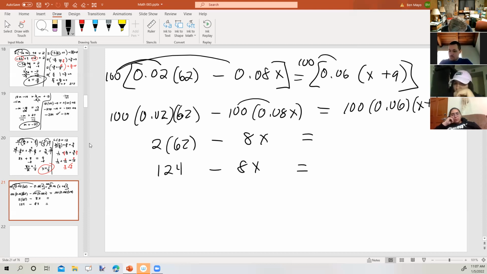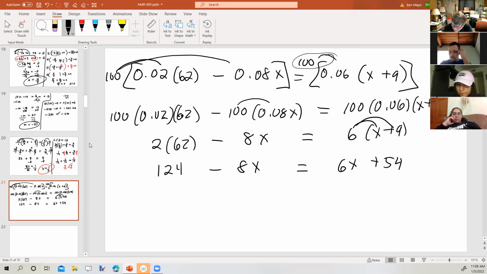Over here, 100 times 0.06 would be 6, but once I've taken the 100 times the 0.06 and gotten 6, now going on, I take the 6 and distribute it to get that. Okay, notice up here, I did not distribute the 100. I took the 100 times 0.06, got the 6, and then distributed the 6. You okay with that? All right.